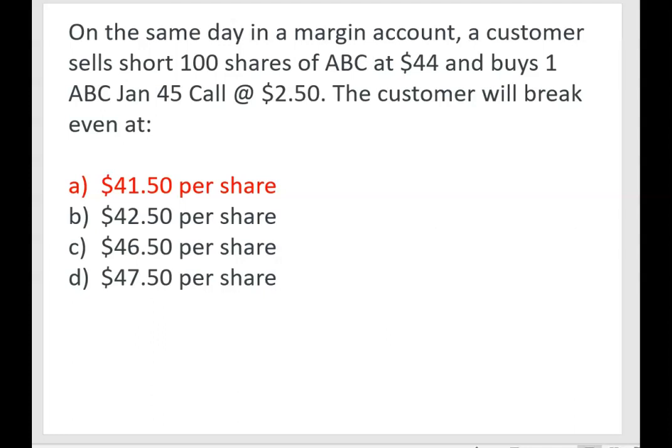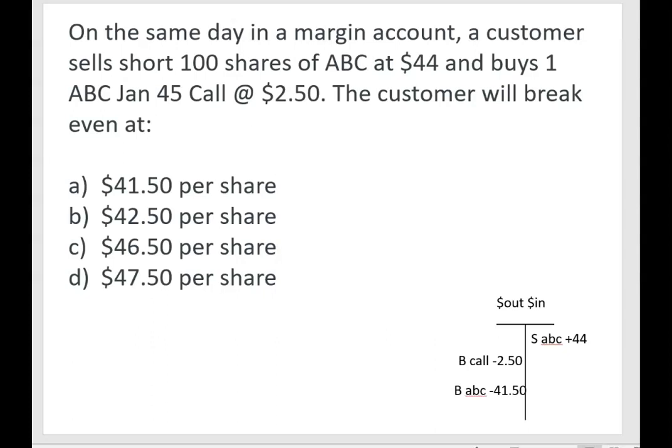Okay. Now, I noticed many people chose choice D. So let's go back again. Can you tell me how you worked it out to 47.50? Because you might have done the steps a little differently. Can you walk me through your steps? Okay, 41 plus 250. Ah, okay. Having bought the call option, that's money going out, right? As opposed to selling the call option. Okay, someone says 45 plus 250.